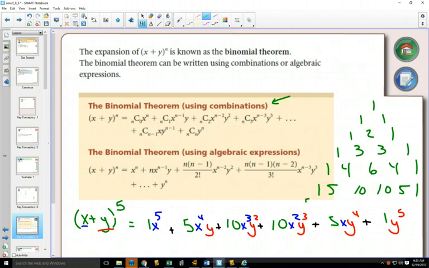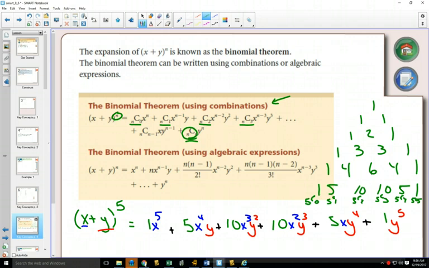Well, this is 5 choose 0, 5 choose 1, 5 choose 2, 5 choose 3, 5 choose 4, 5 choose 5. Those numbers in front, whatever value of n that you have, you start with n choose 0, n choose 1, n choose 2, n choose 3, until you get to n choose n in the end.